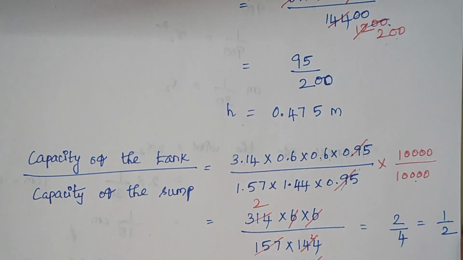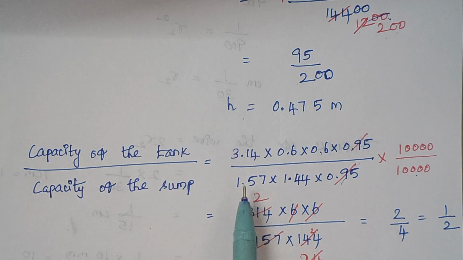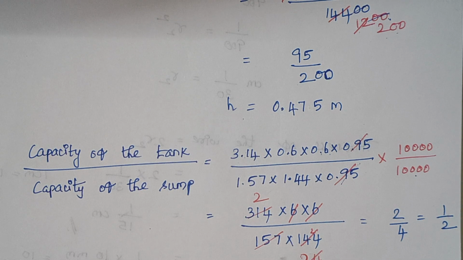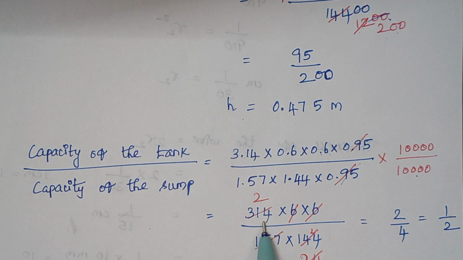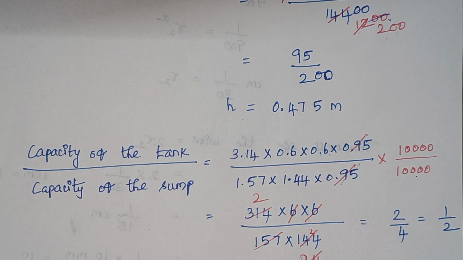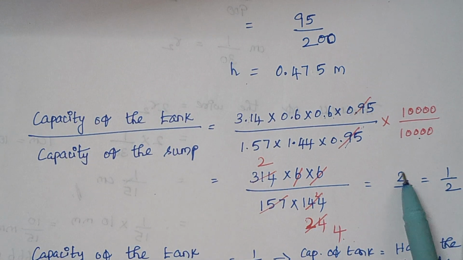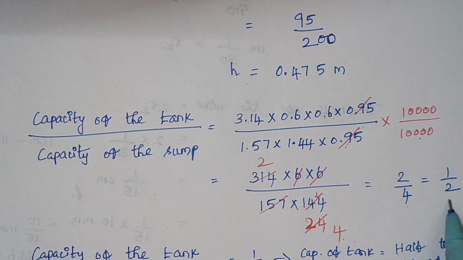Now what happens, you see our numbers get simplified. Here it is 314, here 6 and 6, and here 157 into 144. So again cancel the common terms. Finally here we are ending up with 2 by 4. You see 2 times 157 gives you 314, so they cancel by 2 times. And again when you cancel by 6, this 144 becomes 24 first, and when you cancel by another 6, it becomes 4. So finally here the answer is 2 by 4, which is 1 by 2.